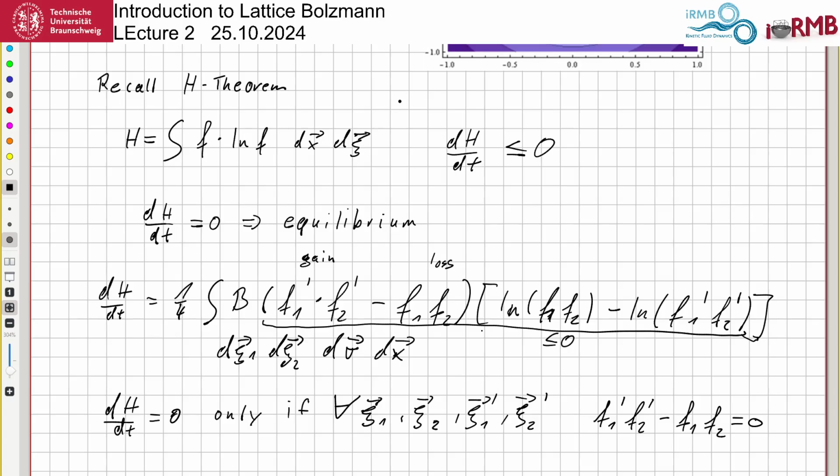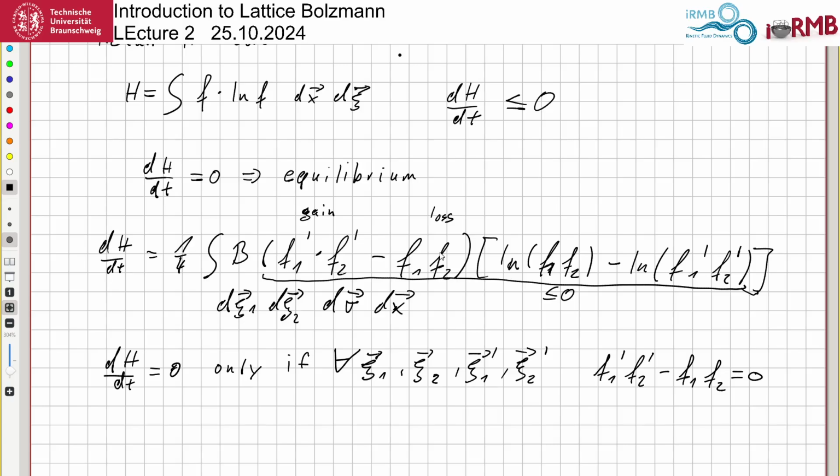This is the only possibility that this thing can be 0, because every place here is point-wise always either 0 or negative. When you sum them up and they are still 0, then it means they must be point-wise 0 everywhere. Therefore it has to hold that for all configurations of these velocities, this thing here always has to be 0.